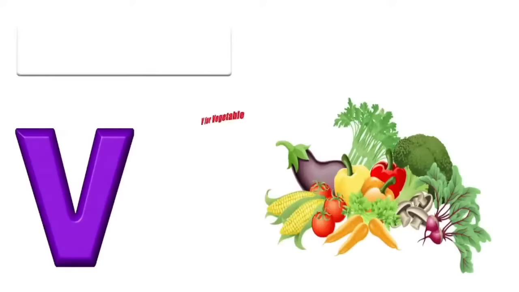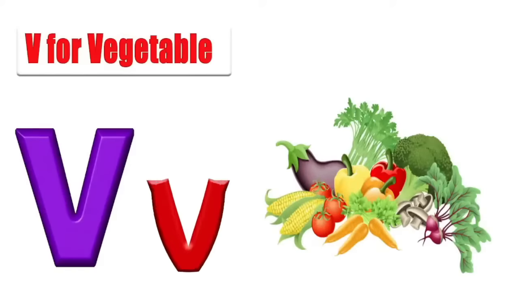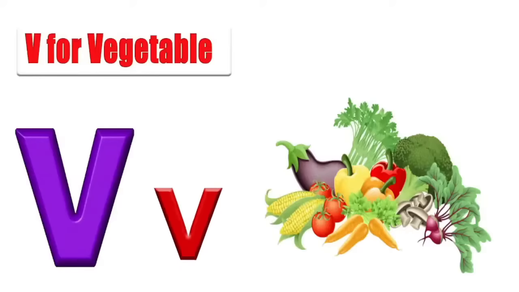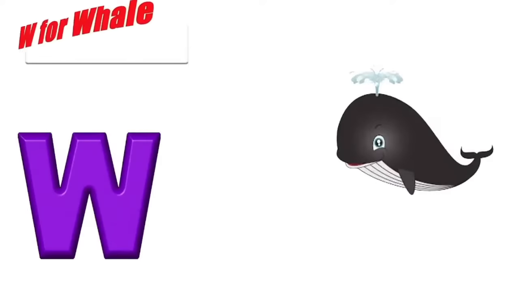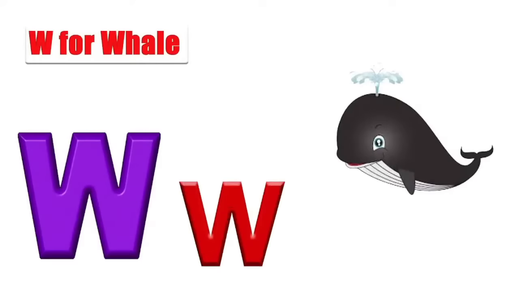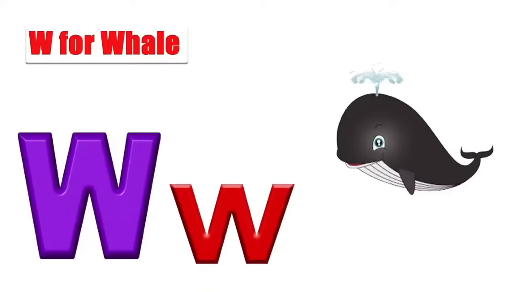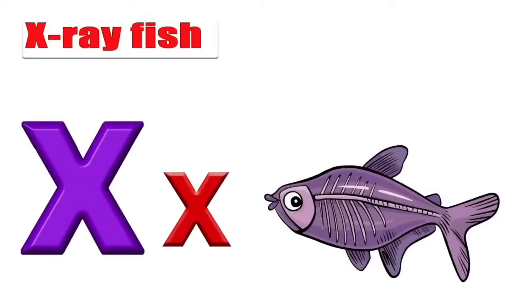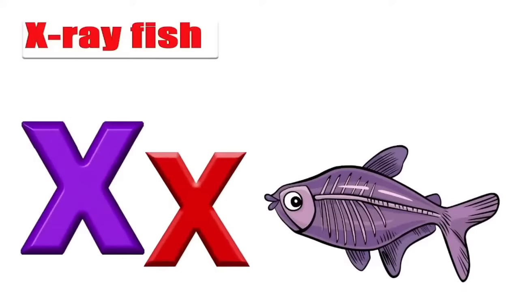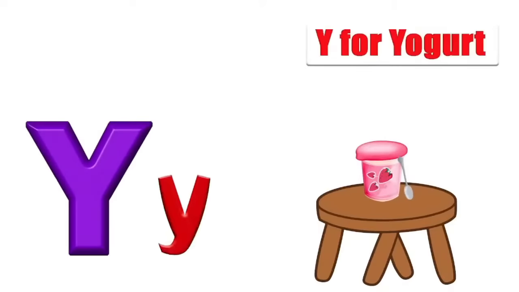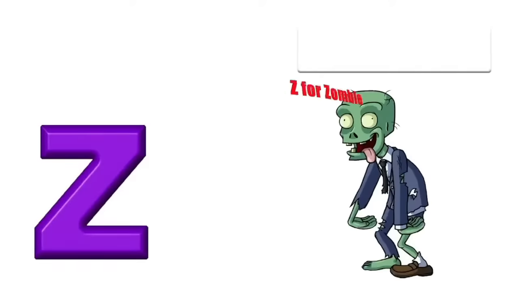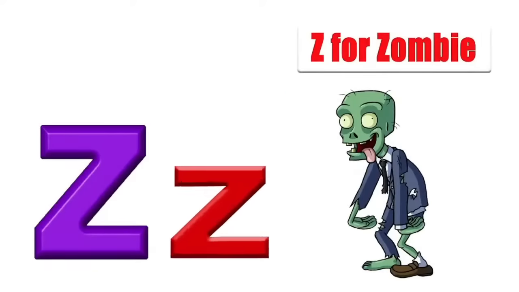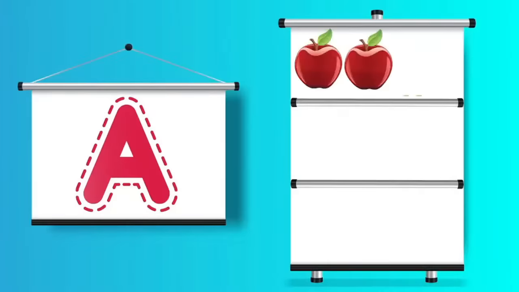V. V for vegetable. Vegetable. X-ray fish. Y for yogurt. Yogurt. Z for zombie. Zombie.